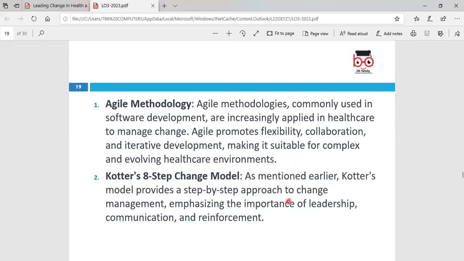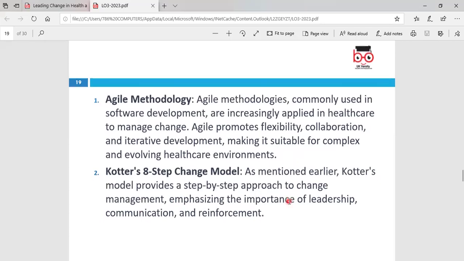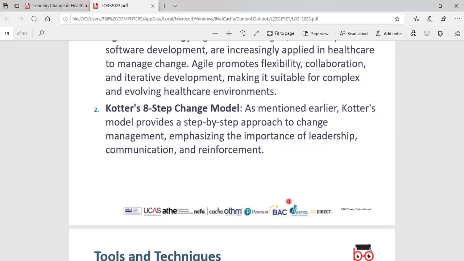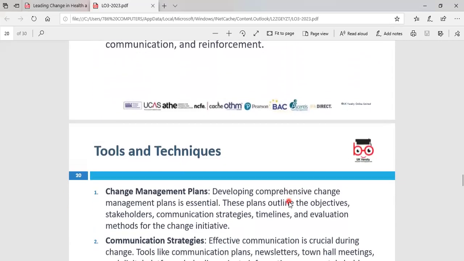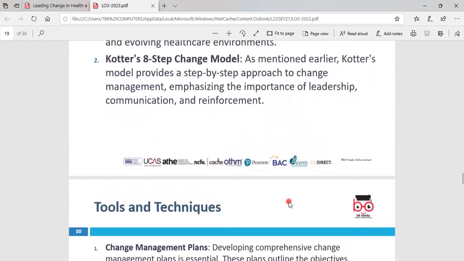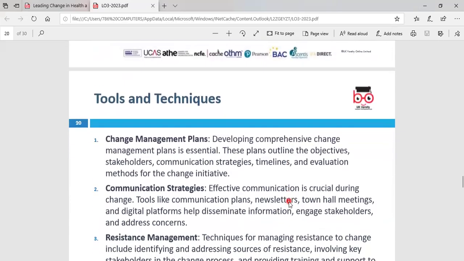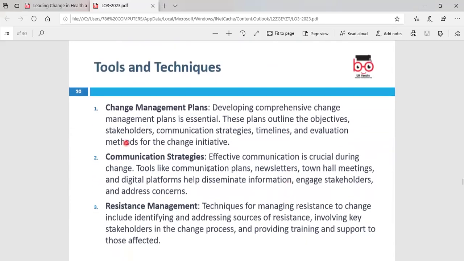Kotter's eight-step model, we've talked a bit about it. It's a stepwise approach to change management. I'm not going to talk about it further because we've mentioned it earlier. Tools and techniques: what are the tools and techniques to manage change and make it sustainable? So change management plans should be there. There should be timelines, evaluation methods, communication strategies.